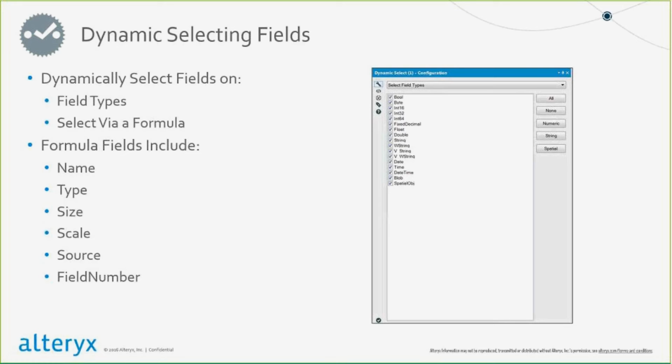The dynamic select, very similarly to the dynamic rename tool, is great if you're not quite sure which fields you're going to have coming in. And this one has two modes. You can either select your fields by a field type, where you can say, I'm going to keep all text fields or all date fields or all numeric fields. Or you can do it with a formula where you could, for example, say, I'm going to keep all fields where the field header contains the word address. Let's say if your address is split into multiple fields and you want to keep just those, so then you can work with those.